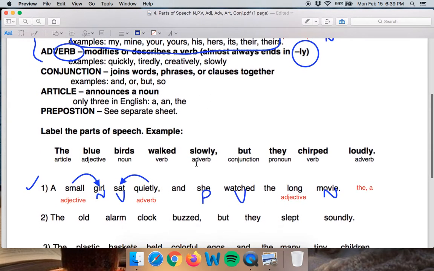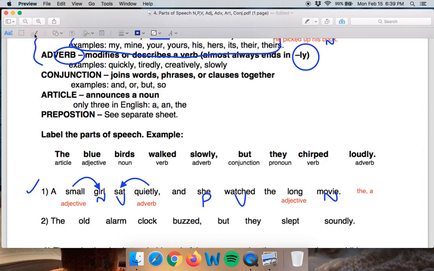Then a couple more parts of speech. Conjunctions are an important part of speech that we're going to think about. The word con is a Greek or Latin root that means with or together. And junc, J-U-N-C, is a Latin root that means join or connect. So a conjunction joins or connects things together. So conjunctions join words or phrases or clauses together.